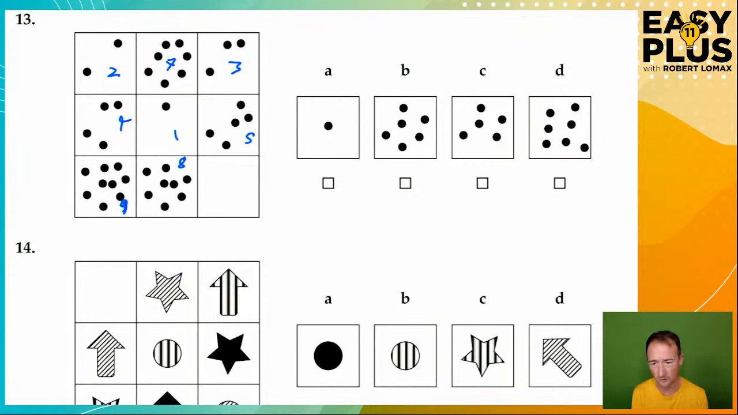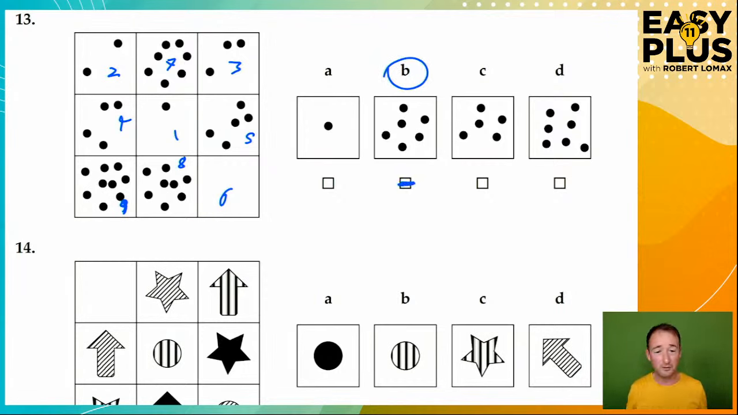So now we need to think about the whole figure. So what have we got? We've got 1, 2, 3, 4, 5, 7, 8. The only one missing is 6. So I reckon we need 6 dots. And in fact, that must be B. It's the only one with 6 dots, is it? C is 5 and D is 7. So B must be our answer.